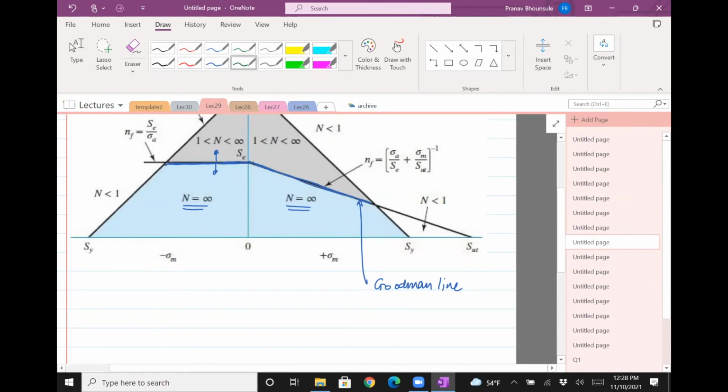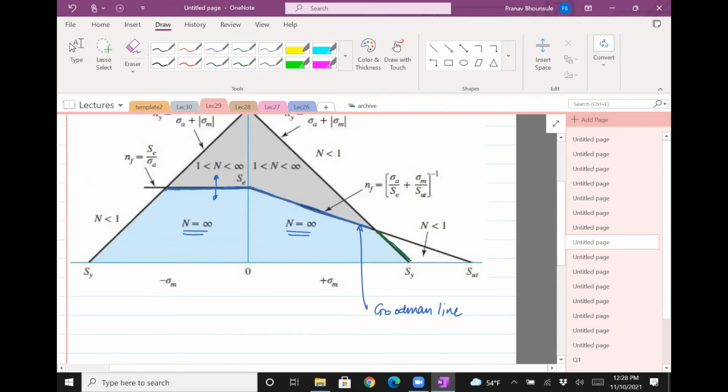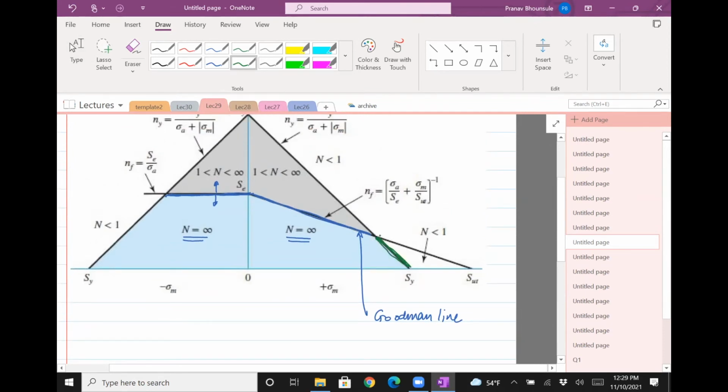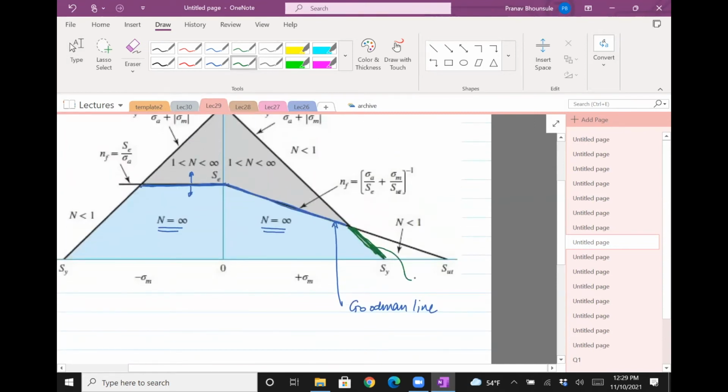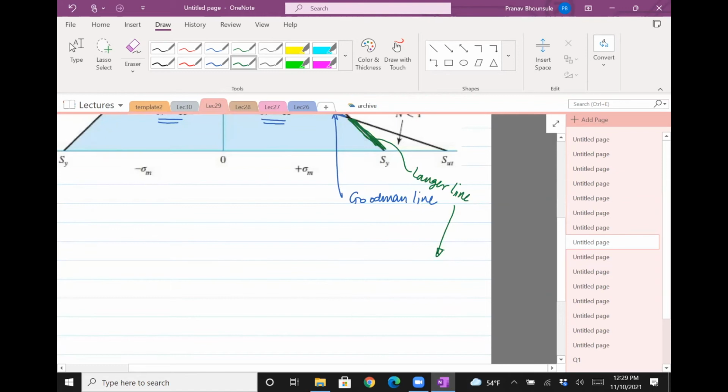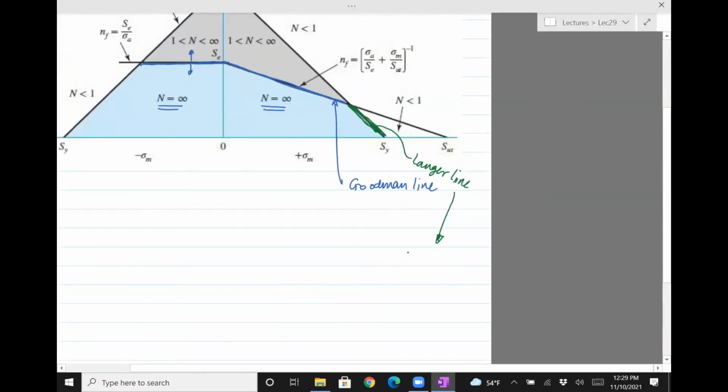Now, as you go to the right, you'll see that interesting things go on here, which is the yield line crosses into the Goodman line, which is saying that now the yield line determines your infinite life. It's basically going to be that the boundary is sort of given by the Goodman line, and somewhere here it is given by the Langer line. So this is a region you need to be careful about in your design. It happens when sigma m is large and sigma a is relatively small. Like you see here, the stress sigma m is large and sigma a is small, right? So when that happens, you need to be careful because it's the Langer line which determines your failure.